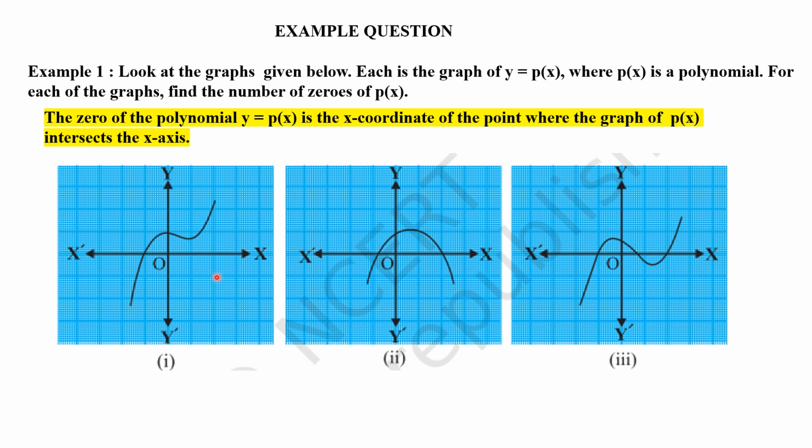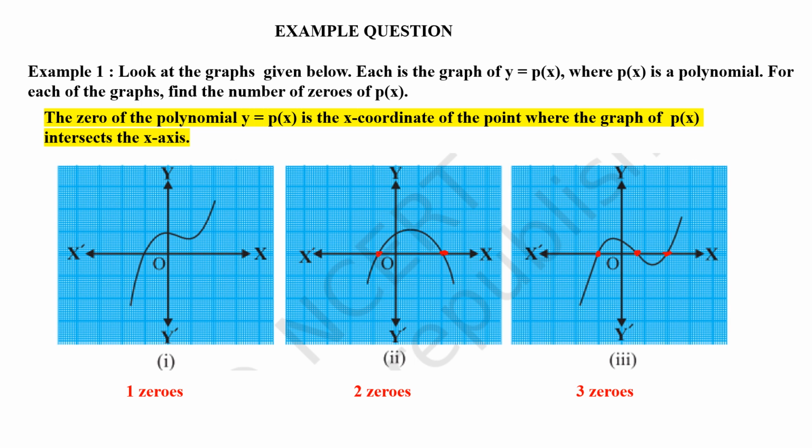So if you see the first graph, this is the graph of the polynomial which is intersecting the x-axis at one point, isn't it? So the number of zeros will be 1, because the graph is intersecting the x-axis exactly at one point. Now if you see the second graph, here the graph is intersecting the x-axis at 2 points. One point is here, one point is here, isn't it? If I mark it, here is your first point and here is your second point. So the number of zeros will be 2. Now if you see the third graph, the graph is intersecting the x-axis at 3 points, 1, 2 and 3. So the number of zeros will be 3 over here.